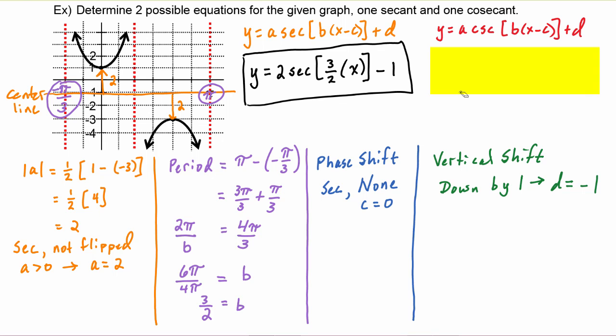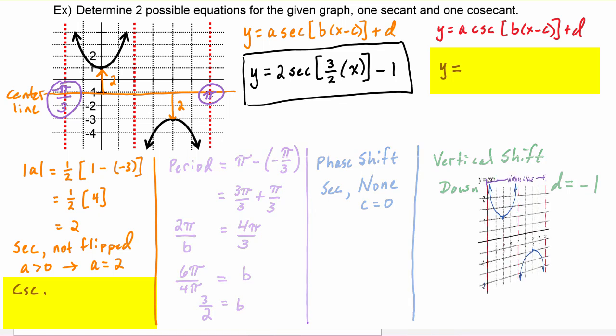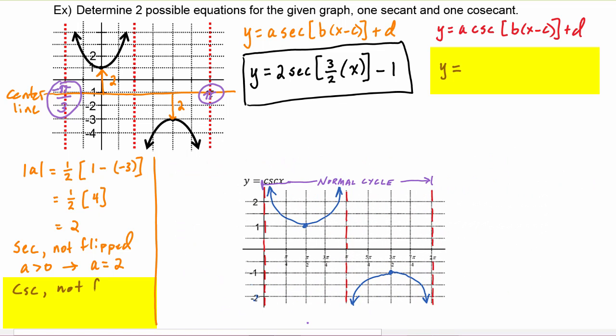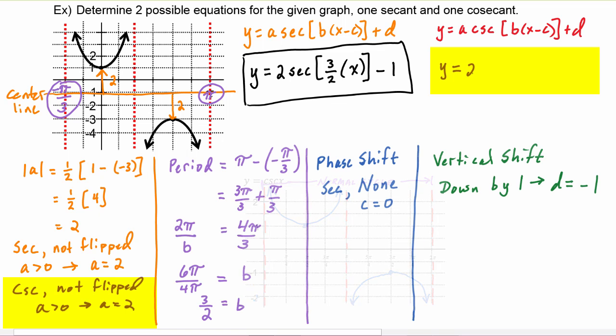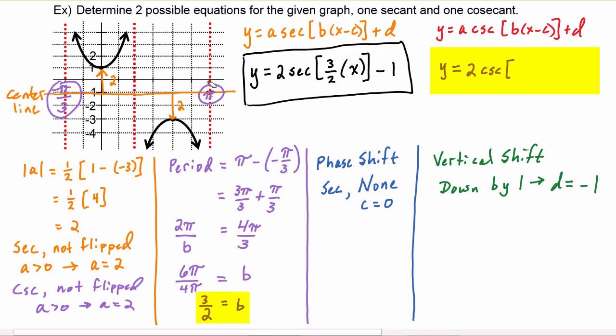Now let's do the cosecant function. We're going to get y is equal to, for cosecant, again, this graph is not flipped, so a has to be positive, so a is going to equal 2 times the cosecant of the quantity. The period is the same, since the starting and ending values are the same. Now that means b will be the same, so 3/2.